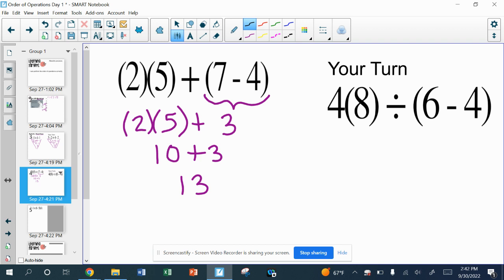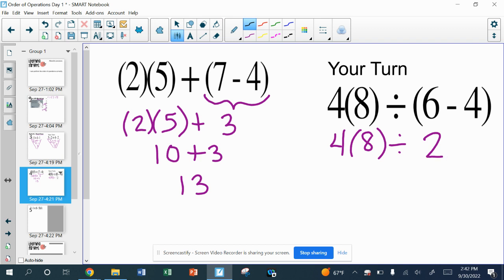This time, I see some multiplying, I see some dividing, but more importantly, I see stuff inside parentheses. So you have to do the stuff inside the parentheses, right? If you want to try this one on your own, feel free to pause the video quick, try it, write it down, see if you can get the right answer. I'm going to have 4 times 8. 6 minus 4 in parentheses gives me 2.